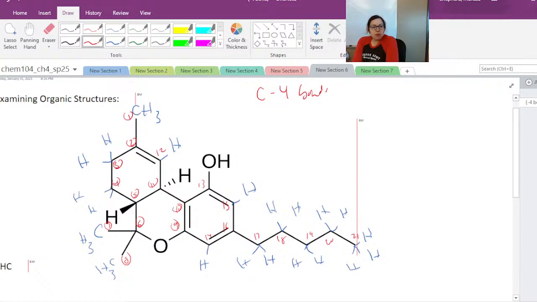And then the tricky ones are on this ring, so you've got to kind of look. This one only has 2 bonds, so it has 2 hydrogens. This one has 1, 2, 3, so it has 1. And then 1, 2, 3, 4, so don't need to do anything here. Same thing here, 1, 2, 3, 4. So just kind of watch that. And then same thing on the ring.